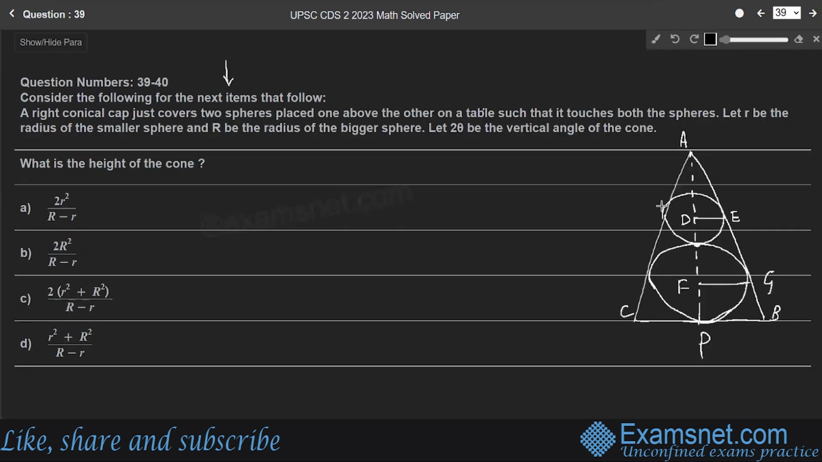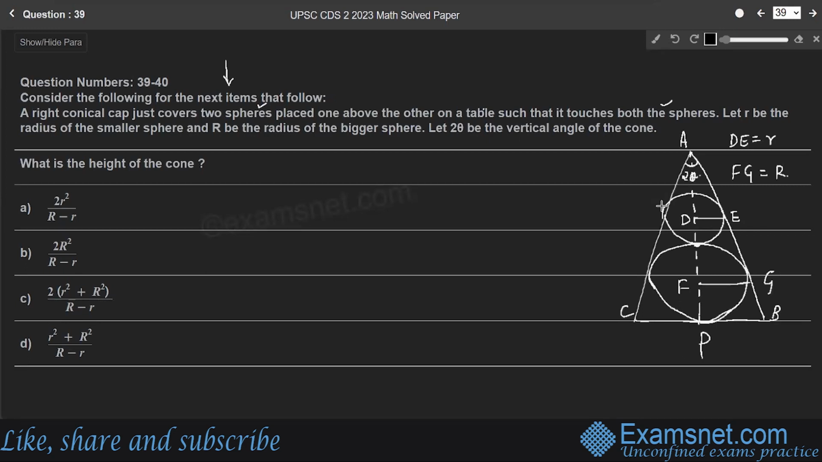Questions 39 and 40 are based on the below information. A right conical cap just covers two spheres placed one above the other on a table such that it touches both the spheres. Let r be the radius of the smaller sphere. So here DE is small r, right? So the smaller sphere has radius small r and the bigger sphere has the radius FG, which is capital R. Right? 2 theta is the vertical angle of the cone. So this angle is 2 theta.